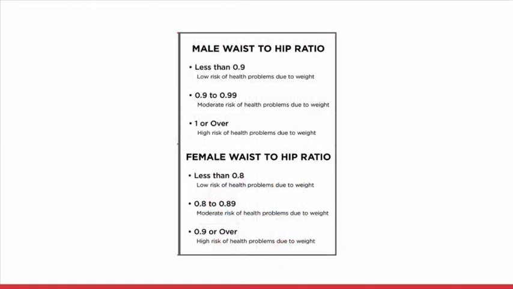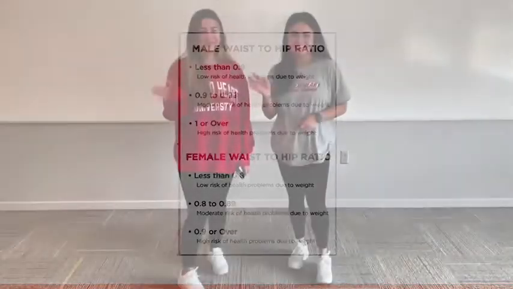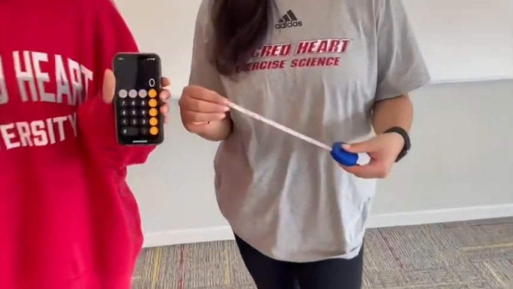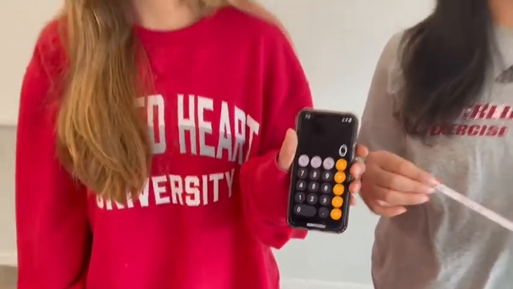Here is a chart showing the risk zones for waist to hip ratio for both males and females. Taking measurements of the hip and waist is an easy skill to keep in your toolbook because all you need is a flexible tape measure and calculator.